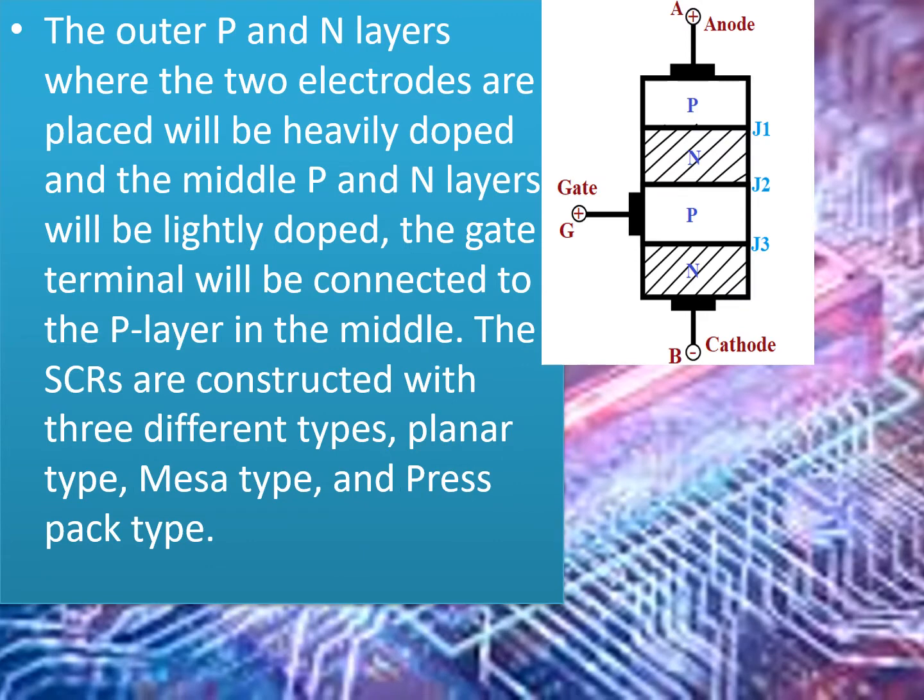The outer P and N layers where the two electrodes are placed will be heavily doped and the middle P and N layers will be lightly doped. The gate terminal will be connected to the P layer in the middle. The SCRs are constructed with three different types: planar type, mesa type and press pack type.